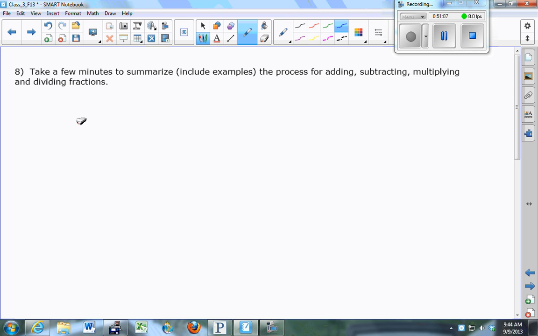Okay, so take a few minutes to summarize. We don't have a few minutes about adding, subtracting, multiplying, and dividing. We know adding and subtracting, everything has to look like.